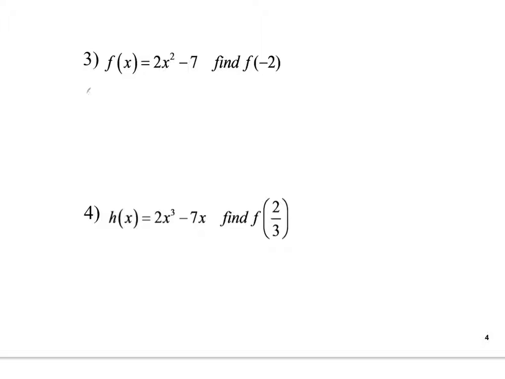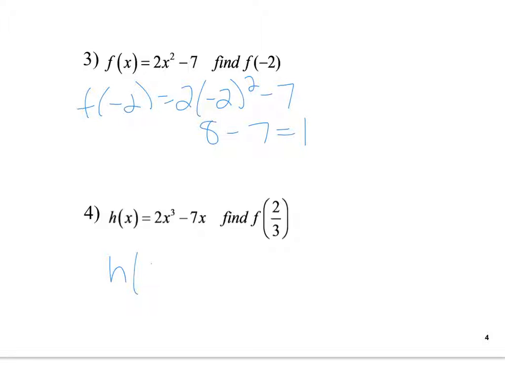All right, so the answer's here. F of negative 2 is 2 times negative 2 squared minus 7. So that's 4, 8 minus 7, or 1. Here, h of, I messed up there. That should have been f. Or this should have been h, whatever.